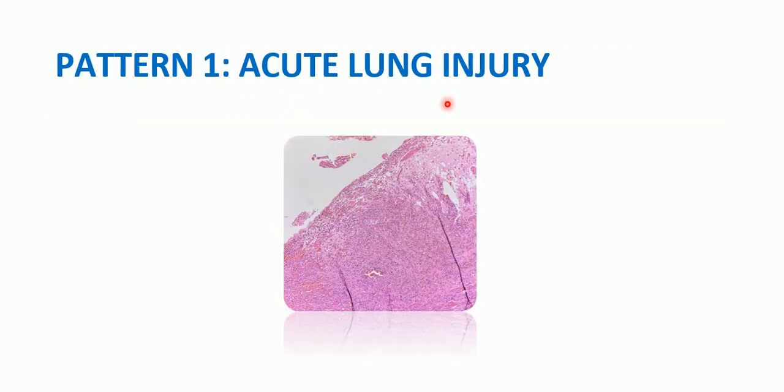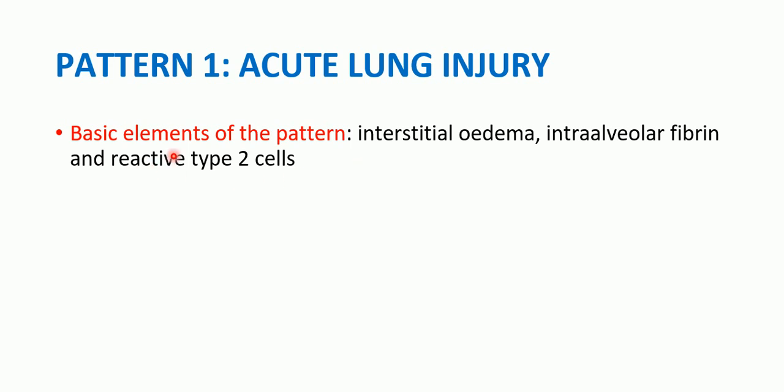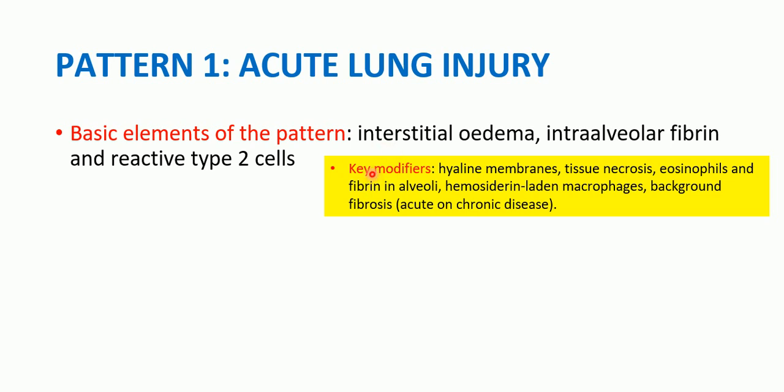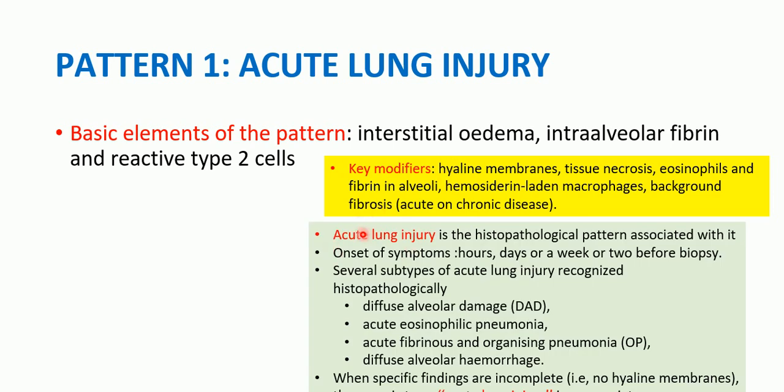Pattern 1 is acute lung injury. So when you see a case of acute lung injury, basic elements include interstitial edema, intraalveolar fibrin, and reactive type 2 pneumocytes. Fibrin points to the acute lung injury, and there are certain key modifiers which can be seen in the histopathology, like hyaline membranes, tissue necrosis, eosinophils and fibrin in alveoli, hemosiderin-laden macrophages, and background fibrosis, which is like acute and chronic disease. So depending upon these modifiers, pattern 1 is further divided into 1A, 1B, 1C, 1D.